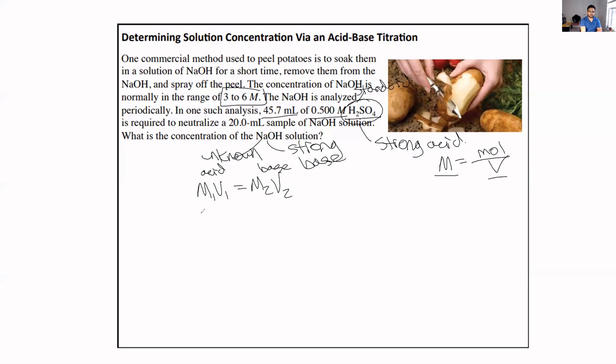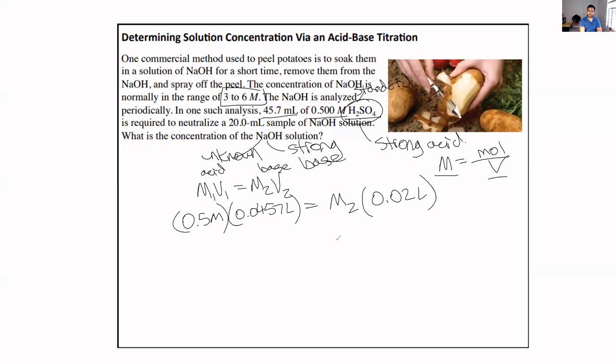So the molarity of the acid is 0.5 molar. And the volume that we're using is 45.7 milliliters. Remember, we have to convert that into liters. All right. And that equals M2, which is what we're trying to calculate here. That's the molarity of the NaOH solution, multiplied by the volume of NaOH, which is 20 milliliters or 0.02 liters.